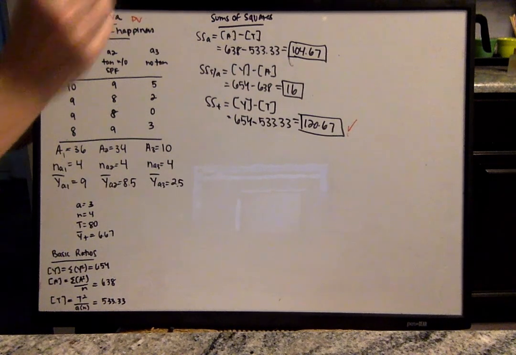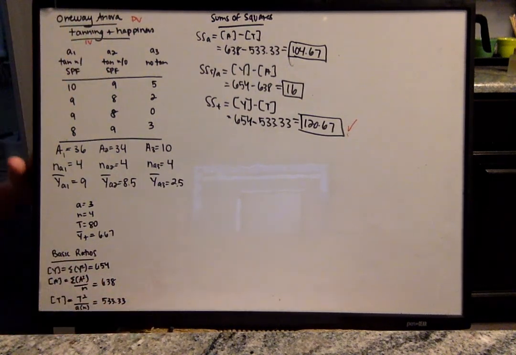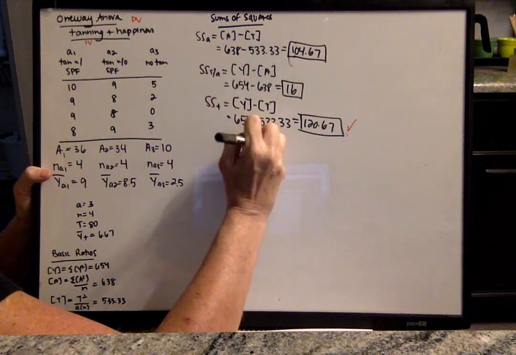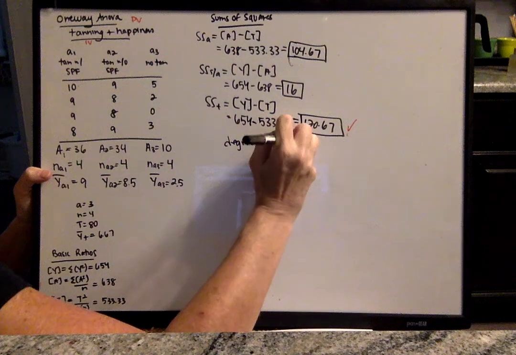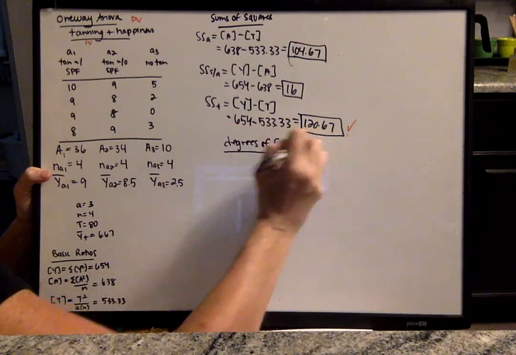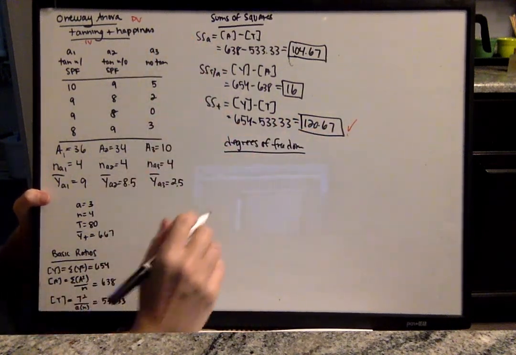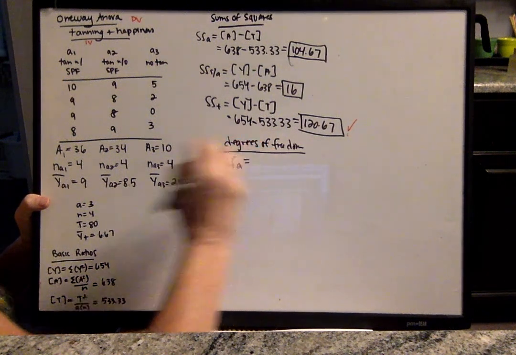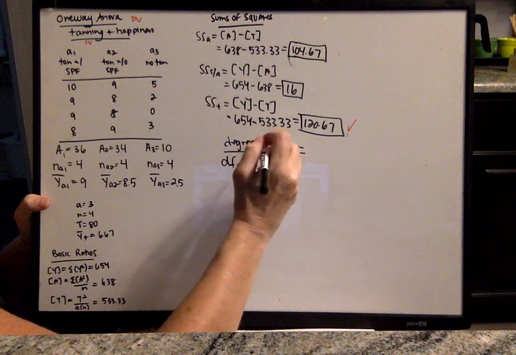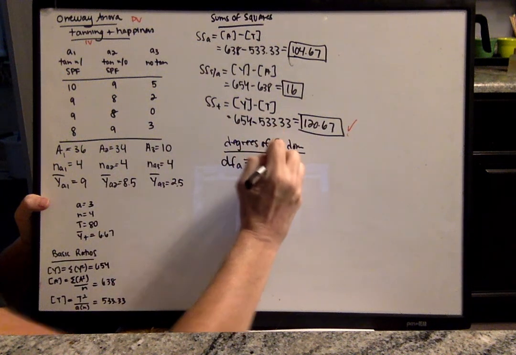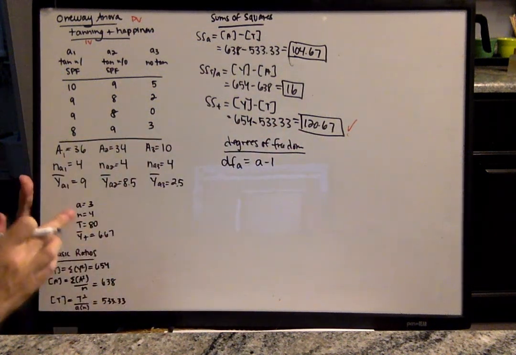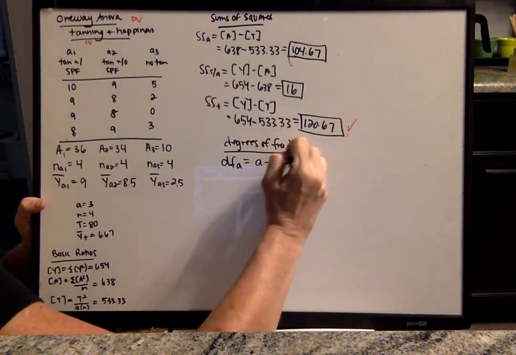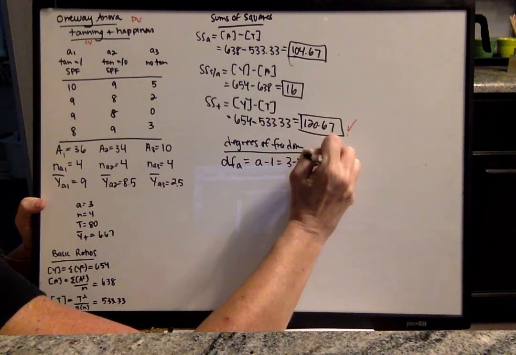All right, once we have our sums of squares, we are ready to calculate our degrees of freedom. This is arguably the easiest step of the problem. We're going to have a degree of freedom for each one of our 3 sums of squares. So first we have our degrees of freedom for A, and the formula for this is simply little a minus 1. So going back to the beginning of the problem, our little a is 3. So 3 minus 1 is 2.